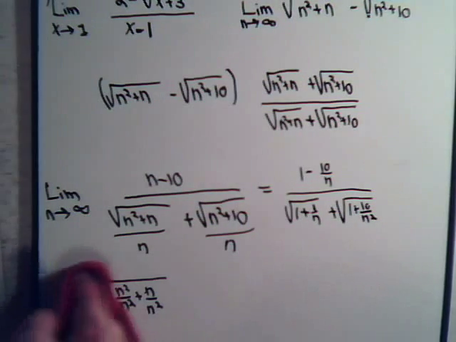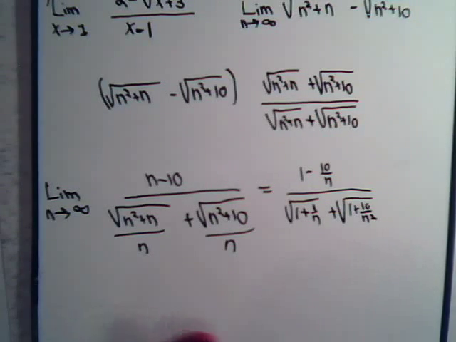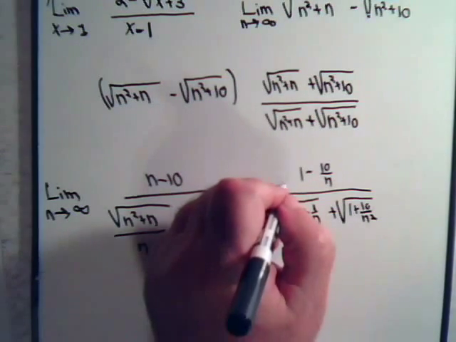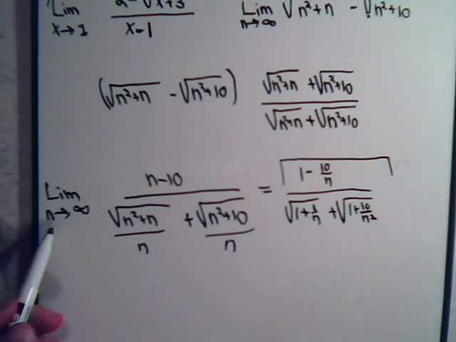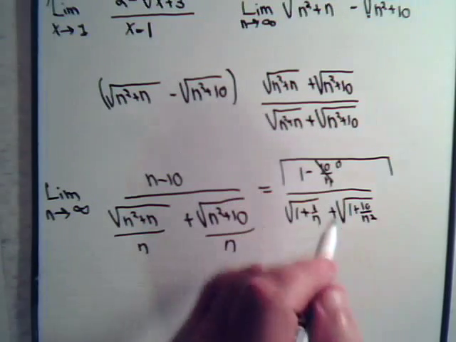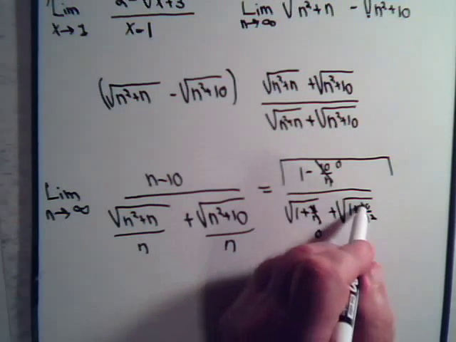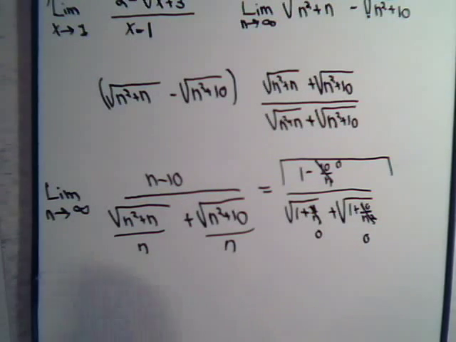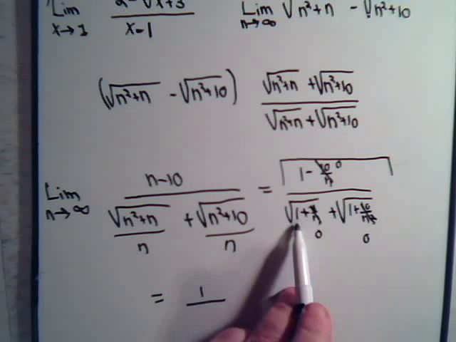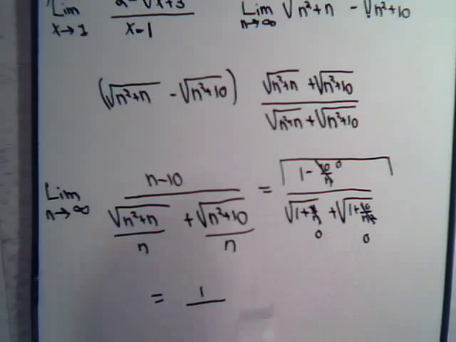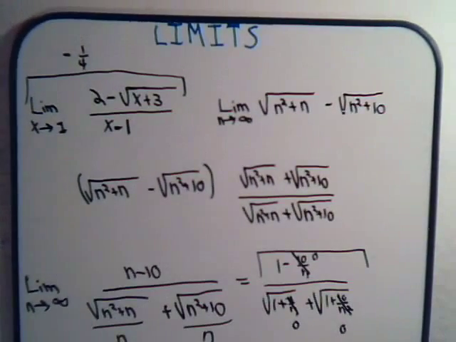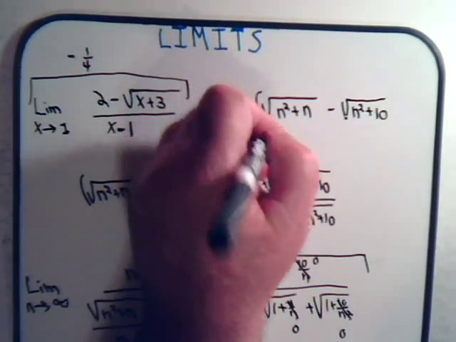Okay, now we want to know, looking at this expression right here, what happens when n goes to infinity. So this is going to be 0. That right there will be 0. That right there will be 0. And this will equal 1 divided by square root of 1 is 1, plus the square root of 1 is 1, so 1/2.